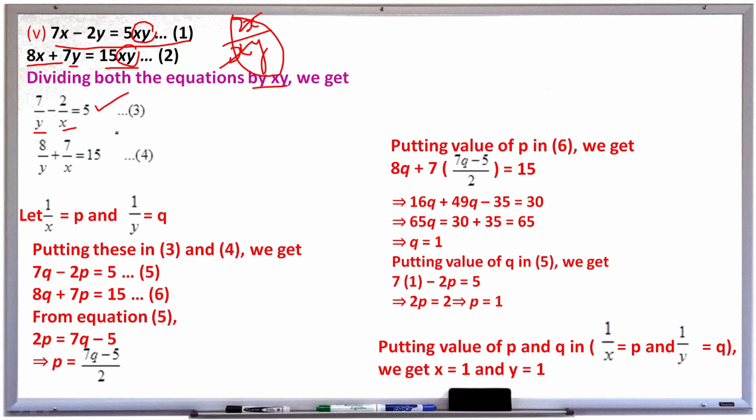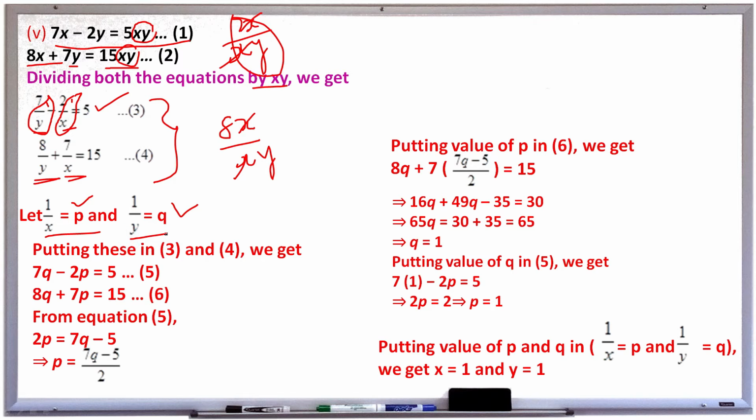Here 7 by y, and similarly 2y divided by xy will become minus 2 by x is equal to 5. This is one equation. Another equation, you divide the 8x by xy: 8x divided by xy, x will get cancelled, so you will get 8 by y, and on the other side 7 by x is equal to 15. Now these two equations, 3 and 4, we are going to apply a substitution. We are going to consider 1 by y as q and 1 by x as p. So p and q values are selected.